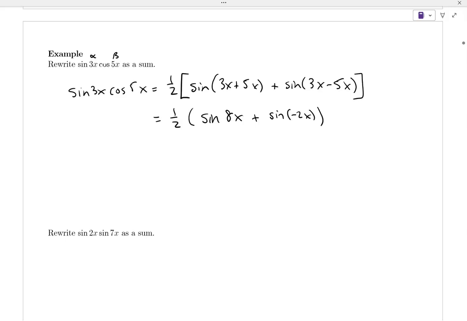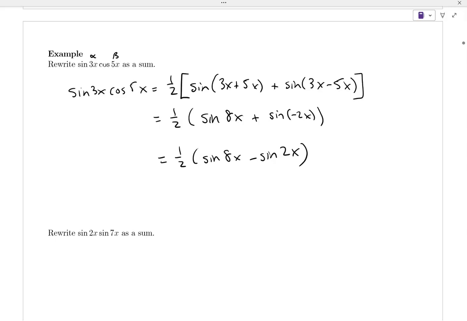And just to illustrate another one of our identities that we've had, when I have sine of an opposite of an angle, what can I do with the negative sign? Put it out front, right? Because sine's an odd function. So just to make it a little bit nicer, we can write this as sine of 8x minus sine of 2x. That's okay? Does that make sense what we're doing there? Okay. So anytime you've got that mixed sine cosine piece, you're going to use this formula.